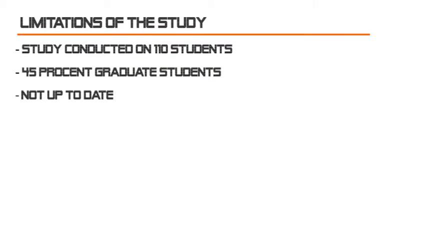Limitations of the study. The study was conducted on 110 students. This is a relatively small group. 45% of those students were graduate students. The research data is not up to date. For example, in the study, MySpace was number 3 of most used social network sites. Nowadays Twitter is much bigger, and MySpace is not as popular as it used to be.